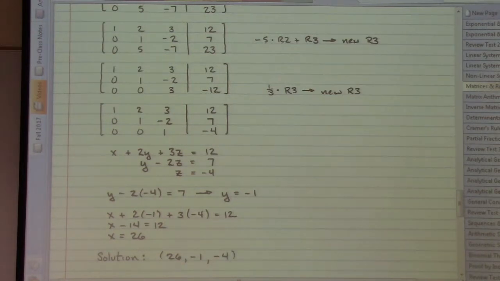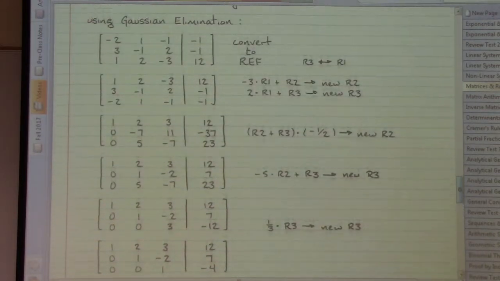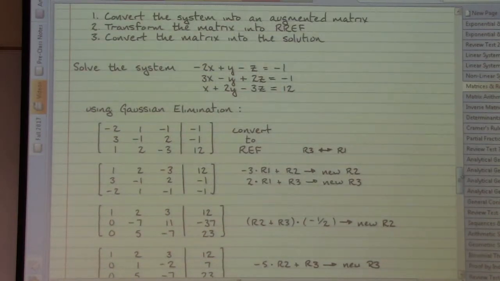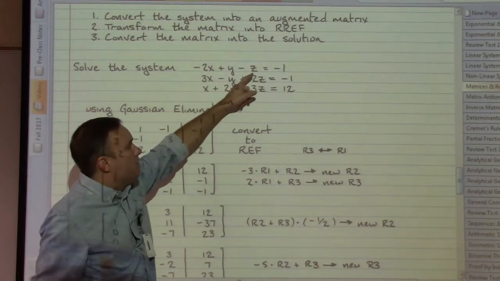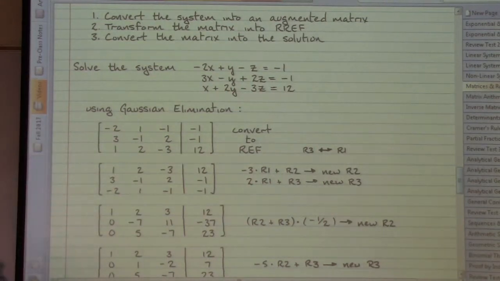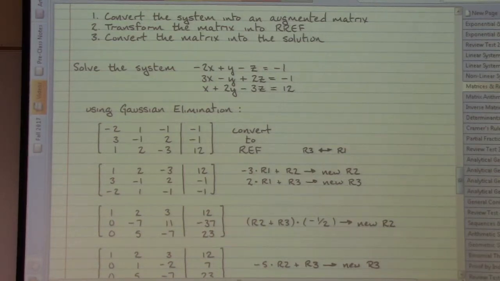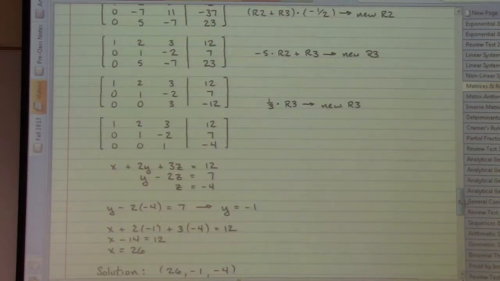We can go back to our original system and check that. 26, -1, -4. No, something's off there. Must have made a mistake. Where did we go wrong? Let's come back and fix that. All right, try again.